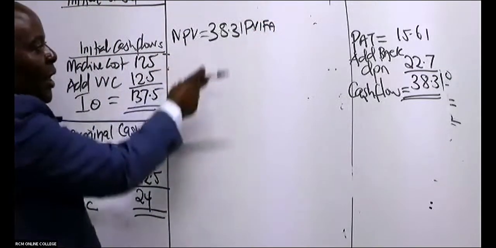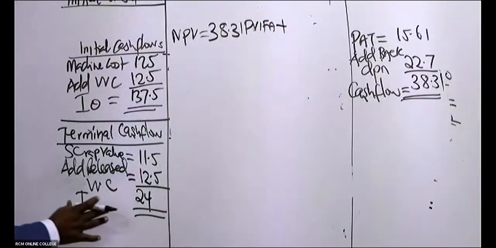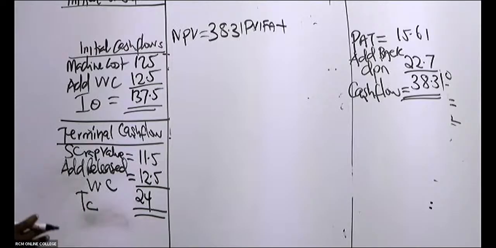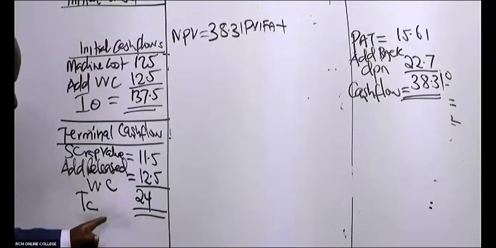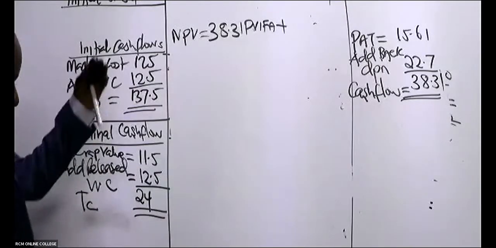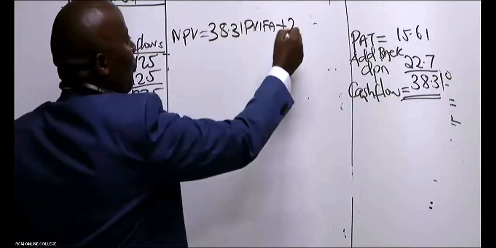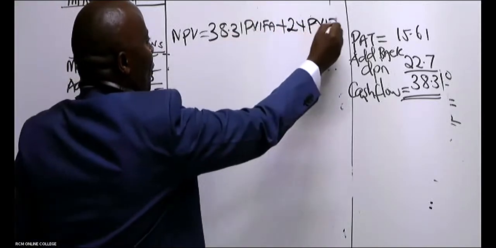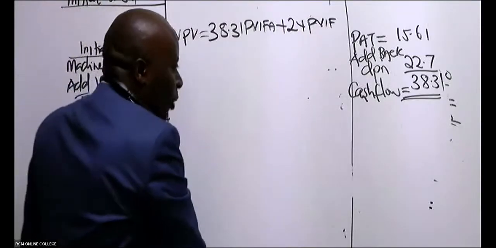So this is a cash inflow. We also have another cash inflow coming as a terminal. But is the terminal cash flow an annuity really? Am I going to get this figure every year? Terminal is only received once. So in this case we say plus 24 multiplied by PVF, because this is a lump sum amount, irregular lump sum amount, PVF.